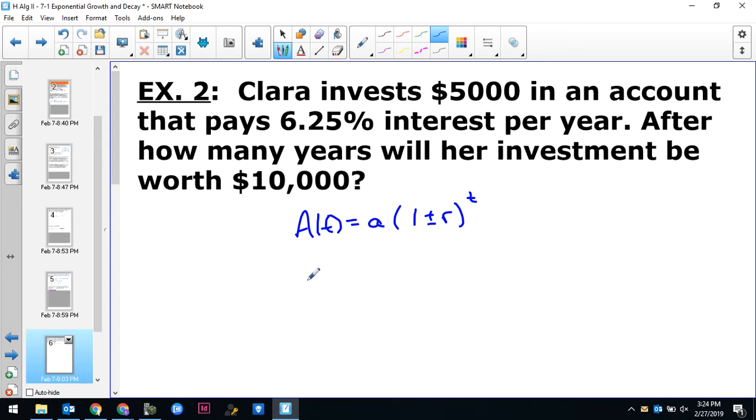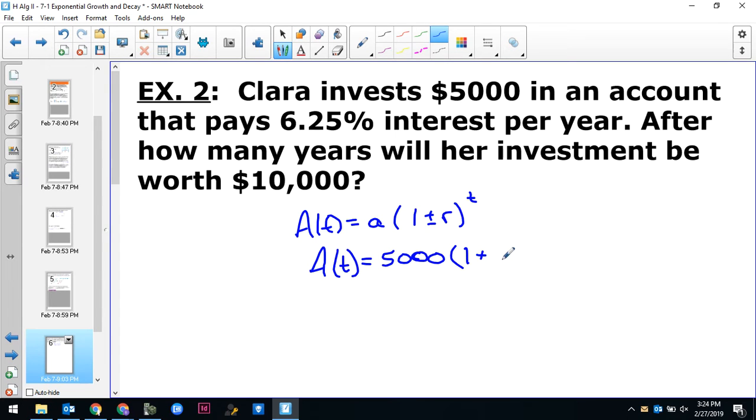So now, little a is our initial amount. Let's just write our function first because I don't want to confuse us with our 10,000 there. A of t is equal to our initial amount, $5,000 times 1, and now it's plus or minus. Is she going to gain money or is she going to lose money? Hopefully she's not going to lose money. She's investing it, so she's going to gain money that pays 6.25% interest.